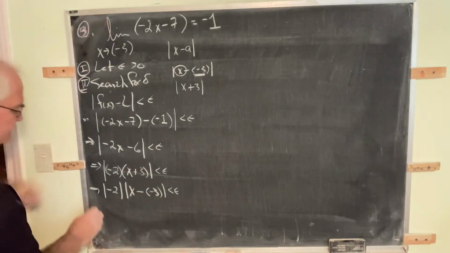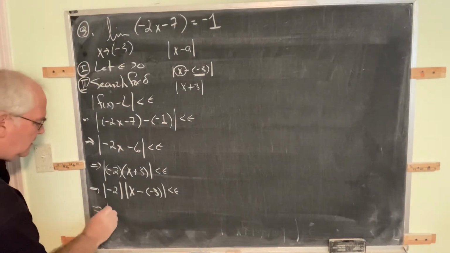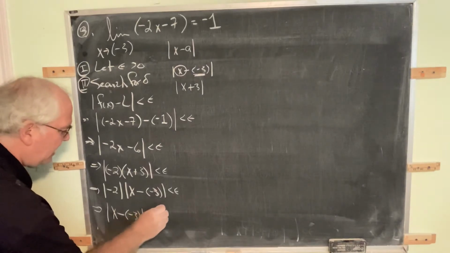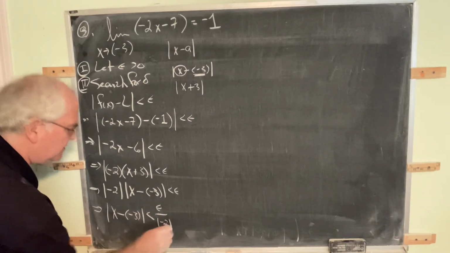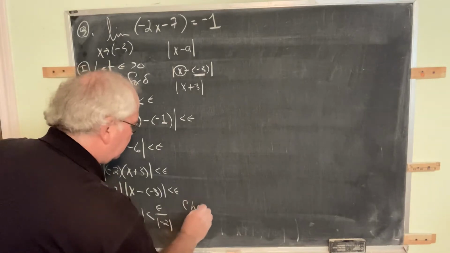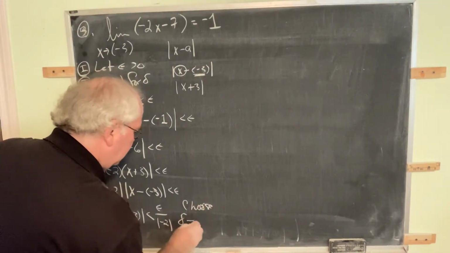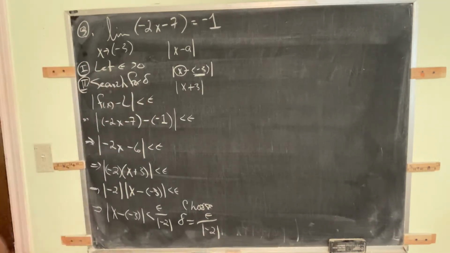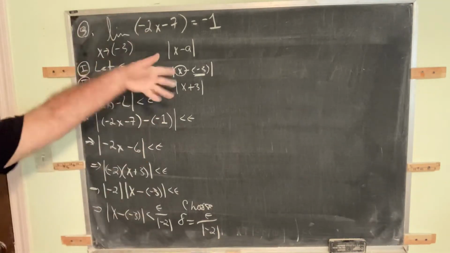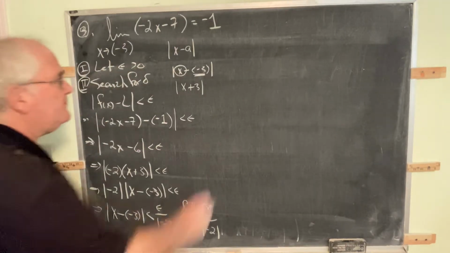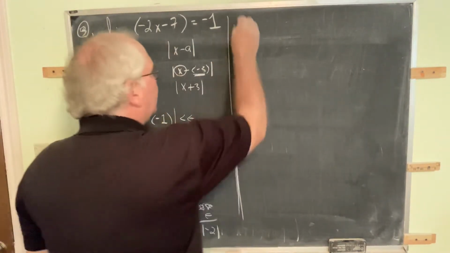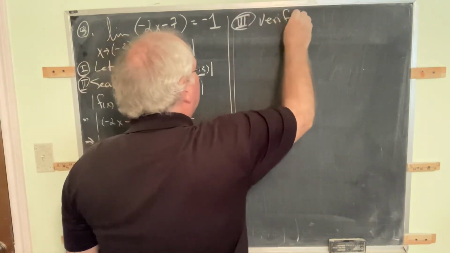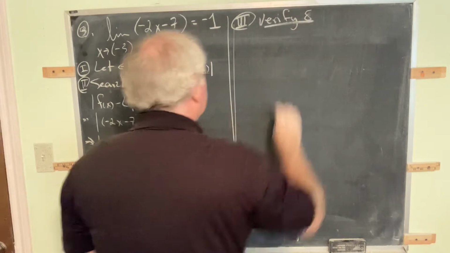Divide both sides. So what we have is absolute value of x minus negative 3 is less than epsilon over absolute value of negative 2. So we choose delta to equal epsilon over absolute value of negative 2. Just leave it as absolute value of negative 2. You're going to need it here in a minute, so just go ahead and leave it in that form. And then step 3, we're going to verify that this delta does what we say it does.